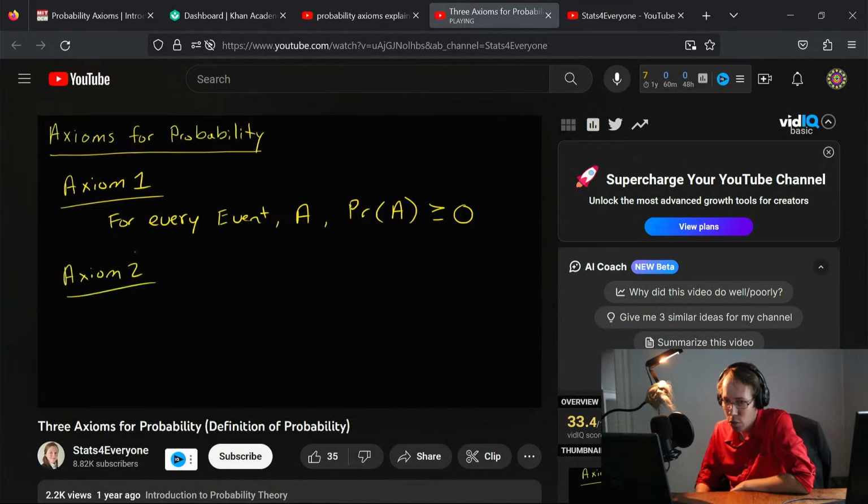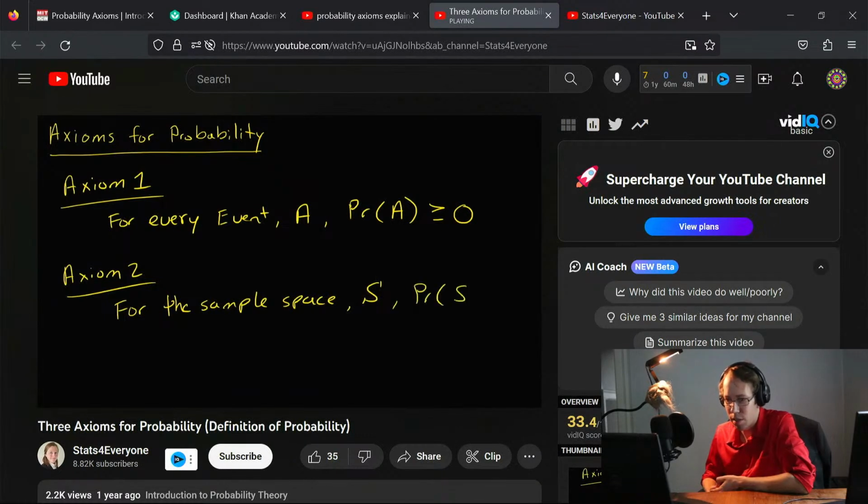Axiom 2. Axiom number 2 states that the probability of the sample space. For the sample space, I'm going to use this notation S, capital S. So for the sample space, the total probability equals 1. Right? Let me go ahead and write this.